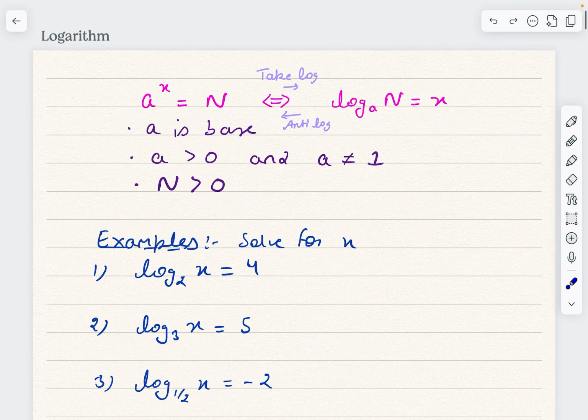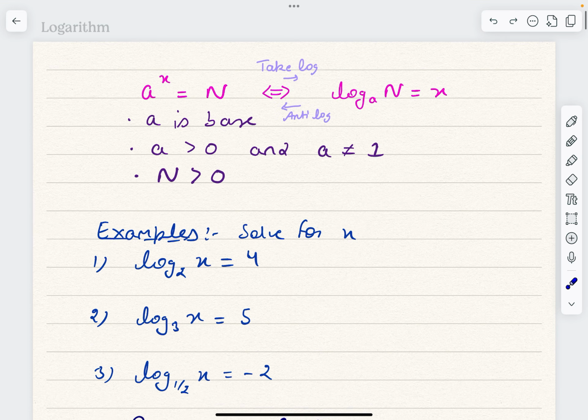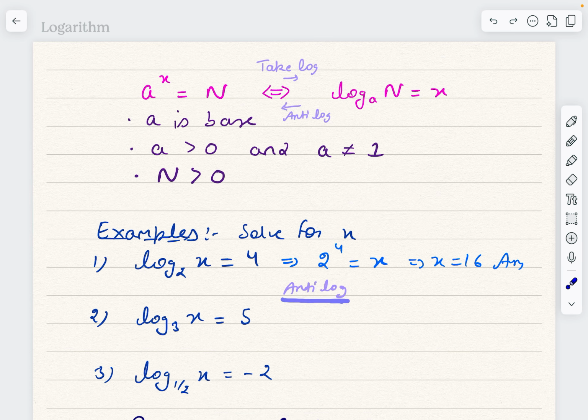Okay, let us try a few examples. Solve for x. You have to find the value of x, and what is given? We are given that log base 2 of x is equal to 4. So if log base 2 of x is equal to 4, what will be the value of x? This is given, we have to convert into exponential form. So what do we do here? We take anti-log.